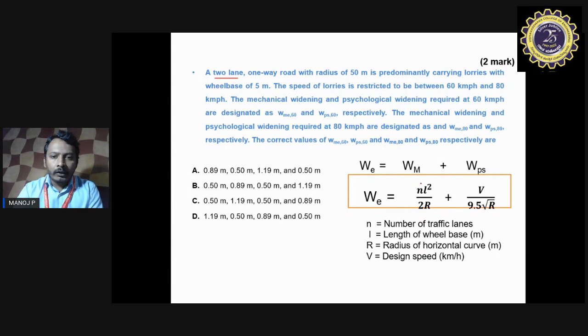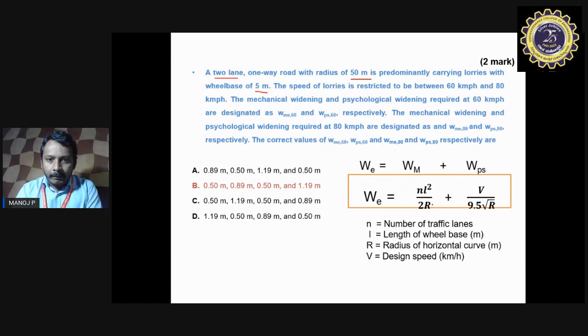The wheelbase is given as 5 meter, so the value of L is 5 meter. The radius is 50 meter, so the value of R is 50. You will get the answer as 0.50 for mechanical widening at 60.